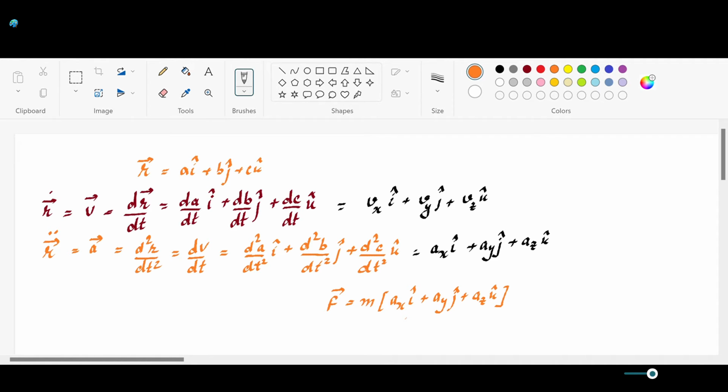Okay, so you can rewrite this expression: if you want to find the force along the x axis, the x component of the force will be mass times acceleration along the x axis, max. The y component will be may, and similarly the z component will be represented as maz. Clear? Now these are the basic prerequisites you need to know before we go into the application part.